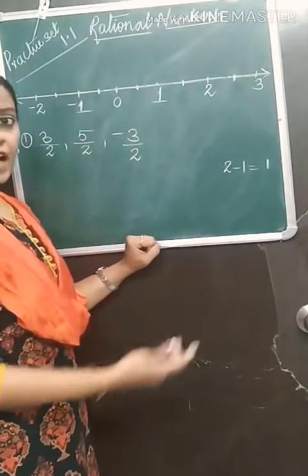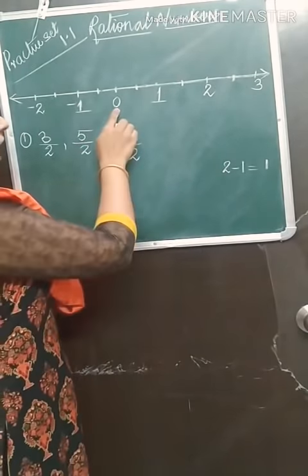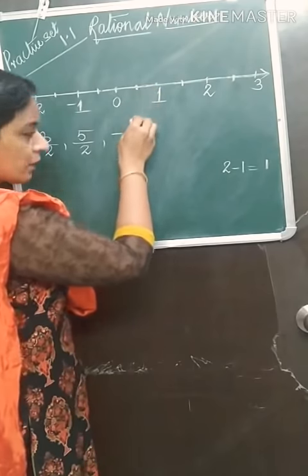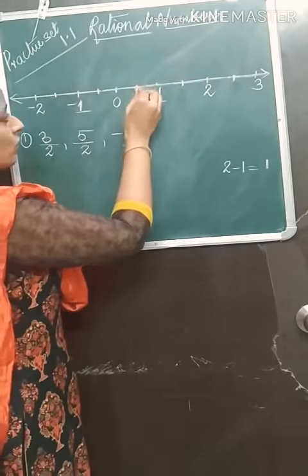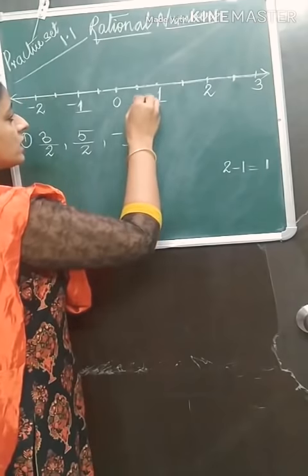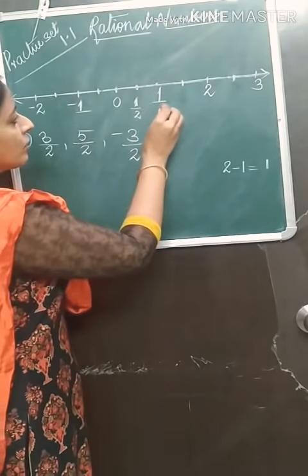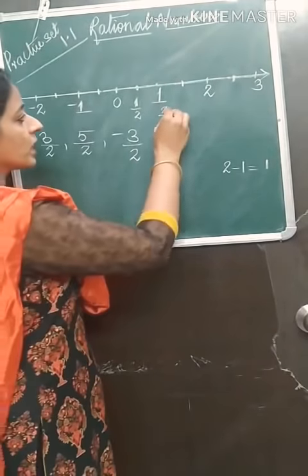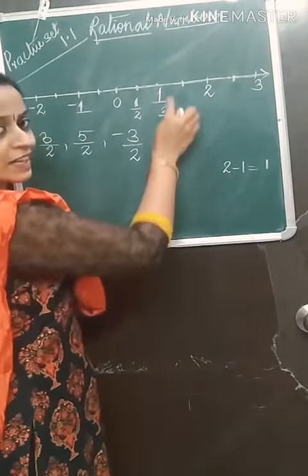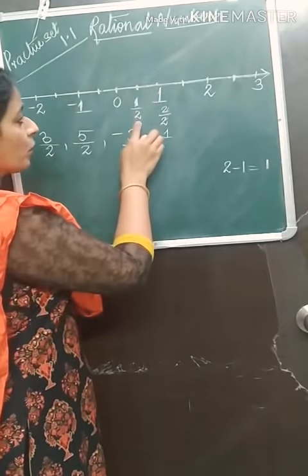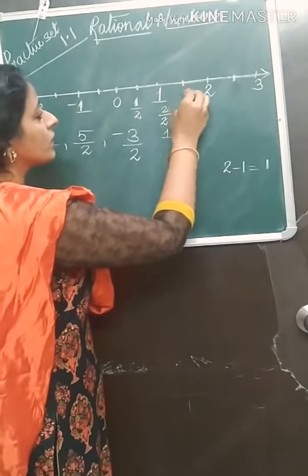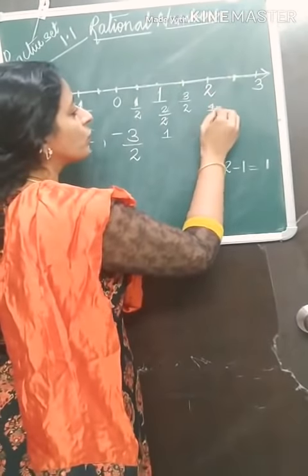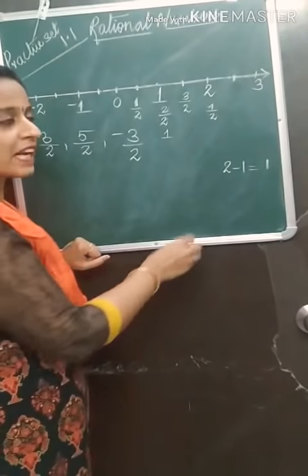Now we will start counting. After 0, the next dot will be 1 upon 2. You don't write, just listen. The next number will be 2 upon 2, and 2 upon 2 is nothing but 1, as the 2s get cancelled. So it is correct, no? So 1 upon 2, 2 upon 2. This will be 3 upon 2. This will be 4 upon 2, and 4 upon 2 will give you again a 2.